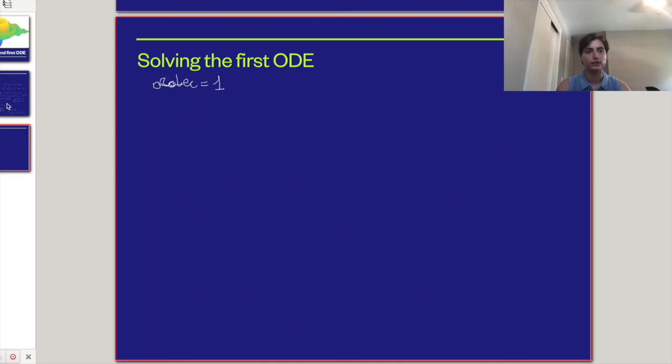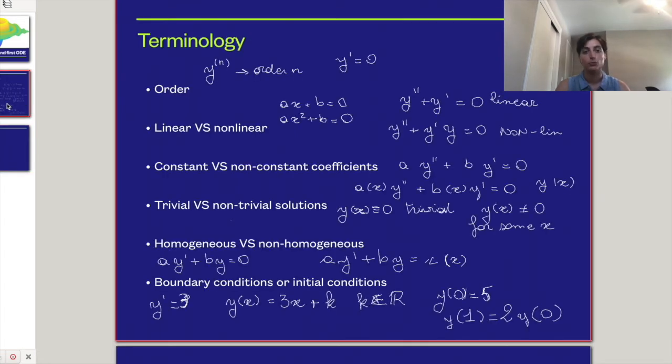We're going to set the order equal to 1. That means that 1 is the highest derivative that we're taking. We're going to be looking at y prime and some conditions on it. Looking back, what are the other elements that we need? We need linear versus nonlinear. Definitely we're going to take linear. Constant versus non-constant coefficients. We're going to take constant coefficients.